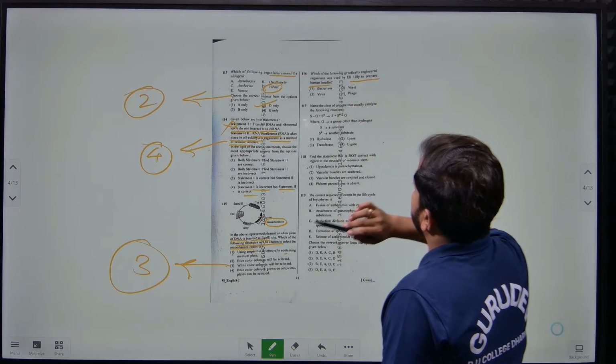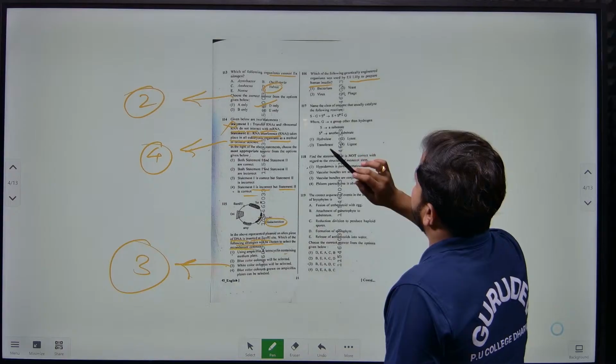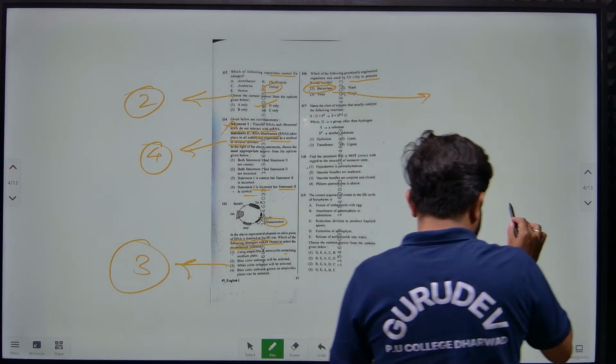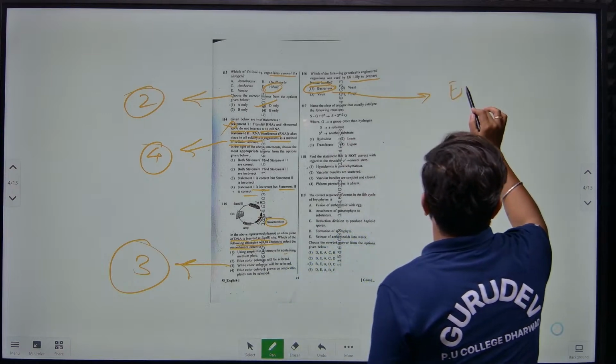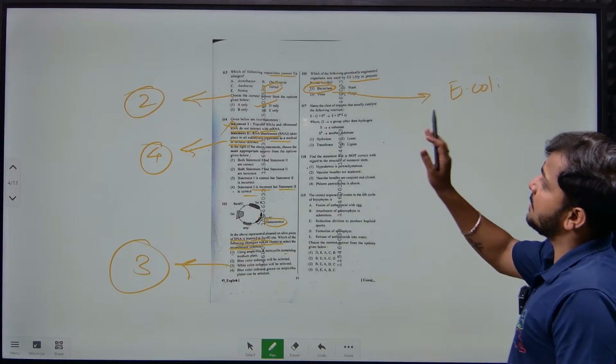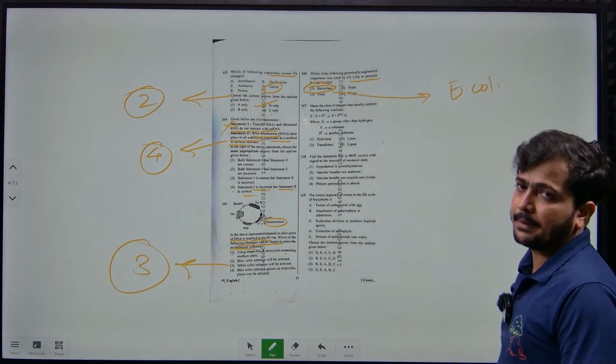Then which of the following genetically engineered organisms was used illegally to prepare human insulin? They have given bacterium, yeast, viruses, phage. They actually used the bacterium, and that bacterium majorly is E. coli, right? They have used the E. coli bacterium to prepare human insulin or Humulin, by the Eli Lilly company, right?